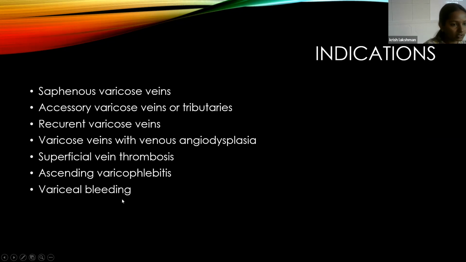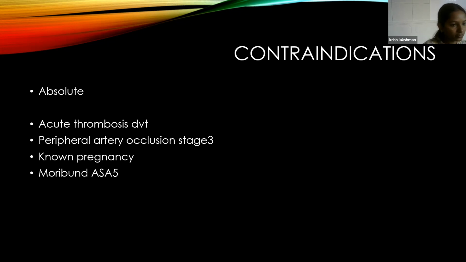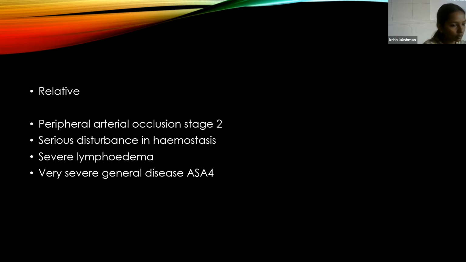These are the indications. The contraindications for open surgery: the absolute ones are acute thrombosis of deep vein, peripheral artery disease which is stage 3, and known case of pregnancy and more. And relative contraindications are stage 2 peripheral artery disease, serious disturbance in hemostasis, severe lymphedema, and very severe generalized disease, which is greater than ASA 4.